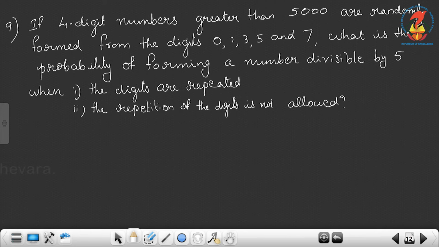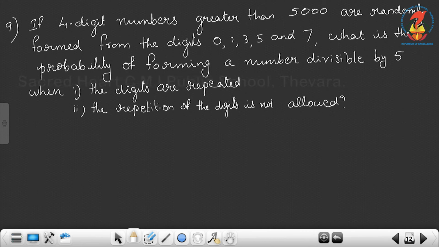Now one more. If 4-digit numbers greater than 5000 are randomly formed from the digits 0, 1, 3, 5 and 7, what is the probability of forming a number divisible by 5 when the digits are not repeated? The repetition of the digits is not allowed.